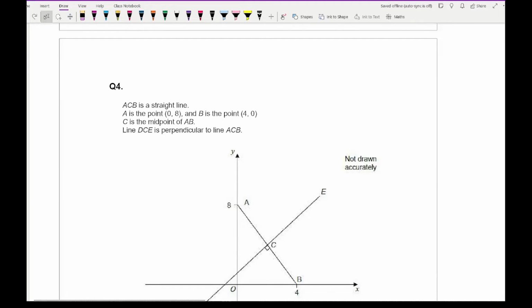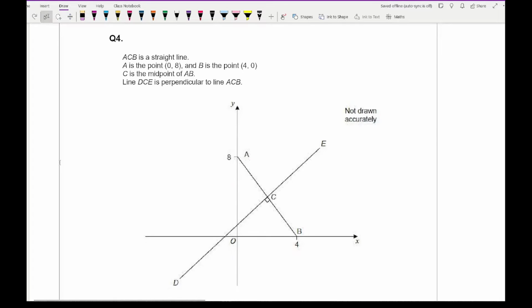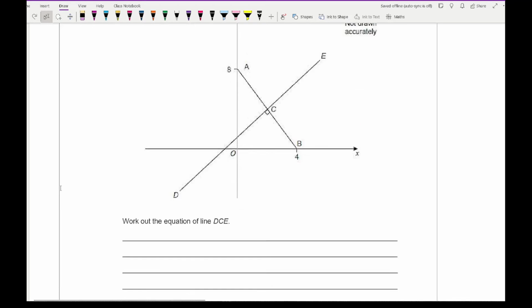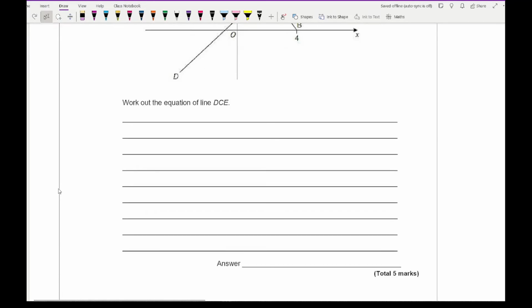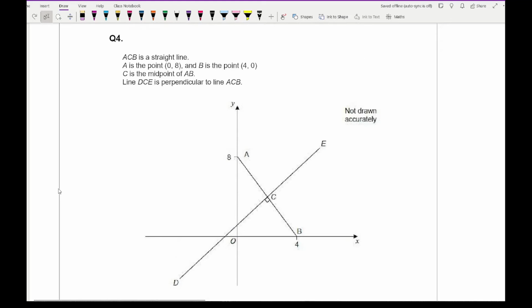So moving on to question 4, it says that ABC is a straight line. A is the point 0, 8 and B is the point 4, 0. C is the midpoint of AB and the line DCE is perpendicular to the line ACB. And the question is asking us to work out the equation of the line DCE and it's worth 5 marks. So a big mark question here. So looking at this, let's have a look at the key facts.